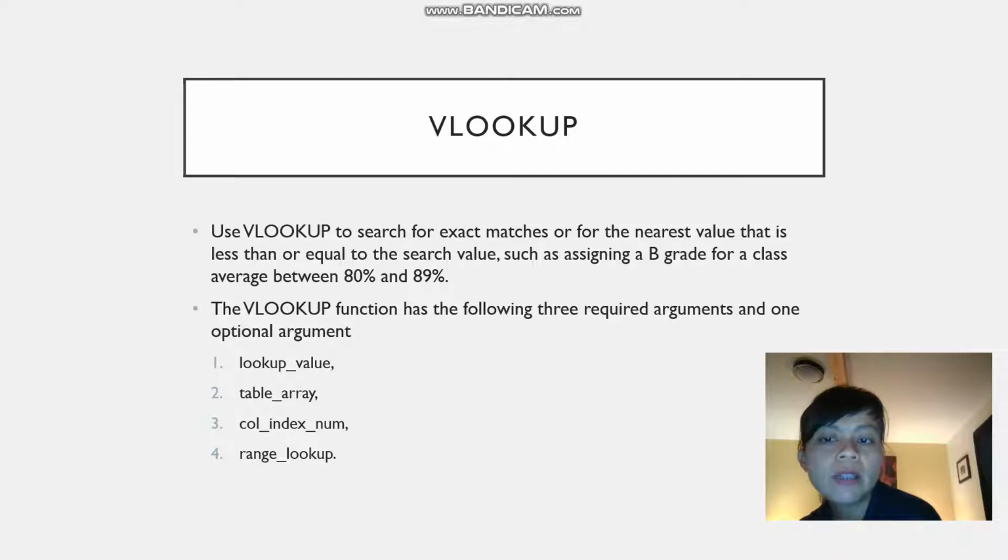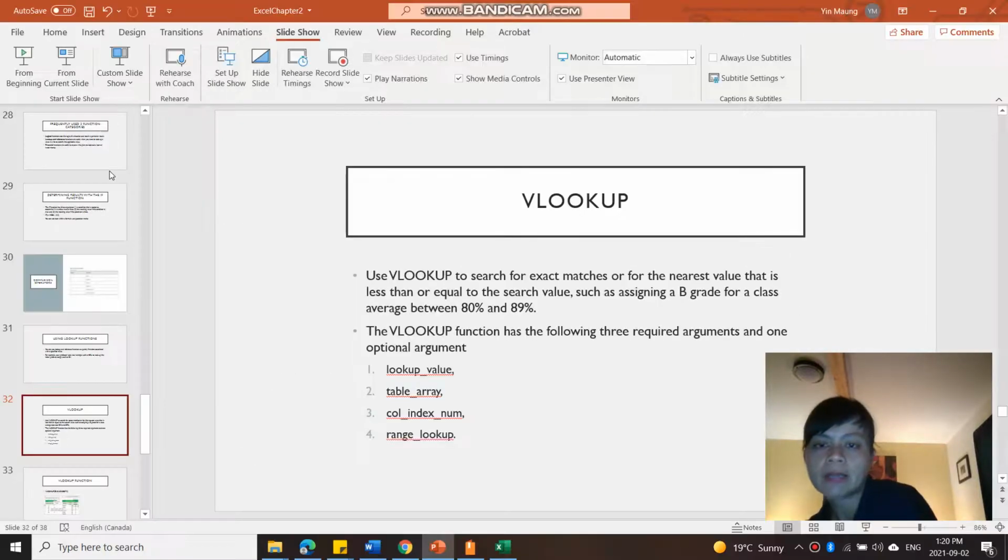So the VLOOKUP function has the following 3 required arguments and 1 optional argument. The optional argument is the range lookup. The 3 required are the lookup value, table array, and column index number. Okay, so let's go make sense of that.